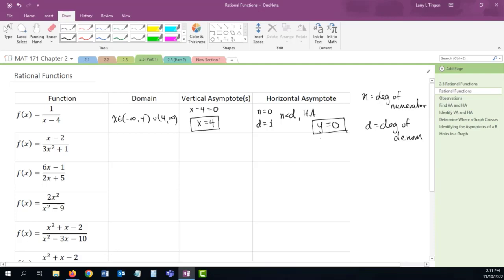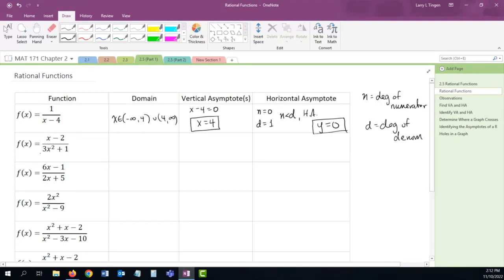Why does that happen? Remember we talked about end behavior? As x goes off to infinity, what's happening to this fraction? As x gets larger and larger, the denominator is growing and the numerator is standing still. So what happens to a fraction as the denominator gets larger and larger? It gets closer and closer to 0. So anytime that happens, the horizontal asymptote is y equals 0.